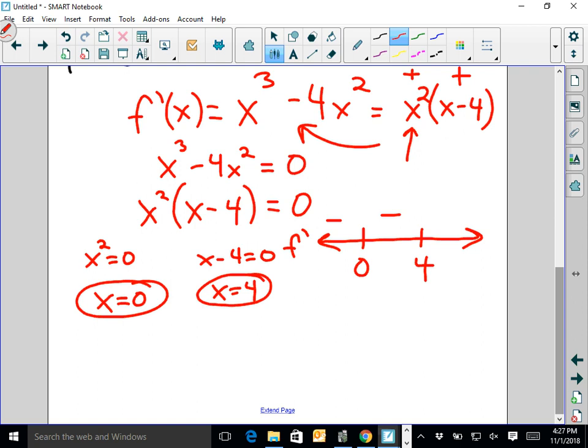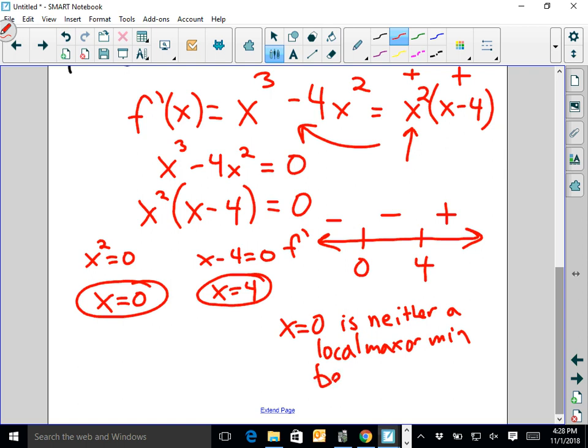So we see something interesting here that we haven't seen in our practices really yet. What type of critical point is x equals 0? Well, x equals 0 is neither a max or min, neither a local max or min. And our justification here is because f prime did not change signs.